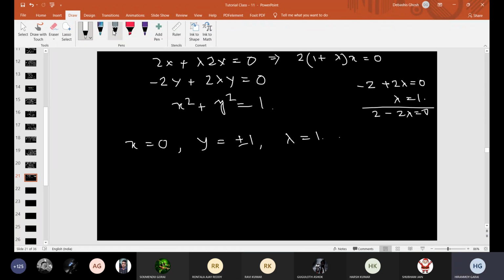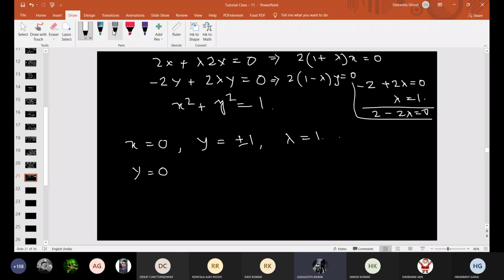Now we consider another criterion. If we choose y equals 0, we can now consider that y equals 0. From this equation, we can write it as 2 into (1 minus lambda) into y equals 0. So if you choose y equals 0, in this case lambda equals -1.